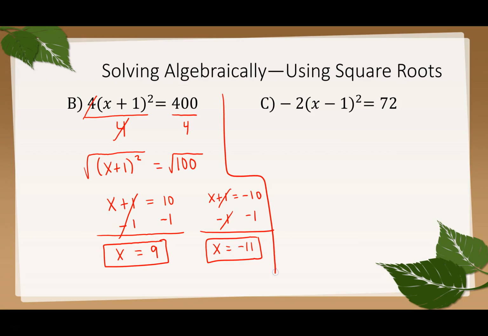All right, let's go ahead and try this next problem. Similar problem here, we're going to divide by -2. This gives me (x - 1)^2 = -36. Then I'm going to square root both sides. And you might be freaking out saying, uh-oh, I've got a negative under the radical.